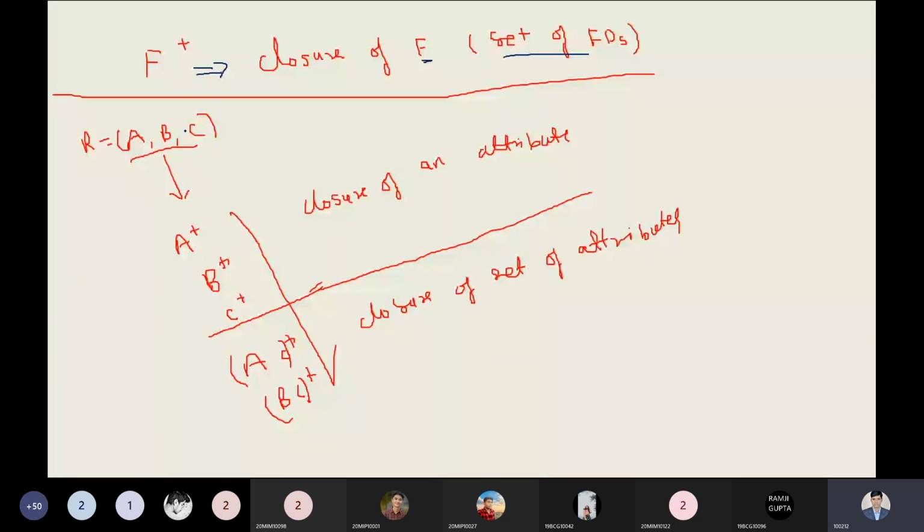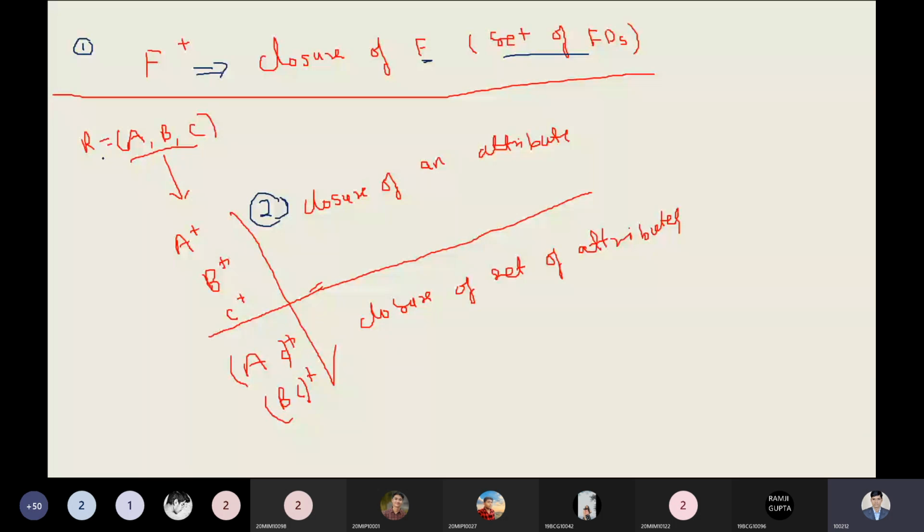This is the first point. Before coming to the second point, let me inform you all once again. If there is a relation R and it contains three different attributes A, B, C. Okay, so focus on my words. If there are three different attributes in a relation R.